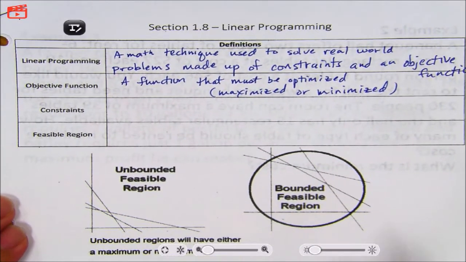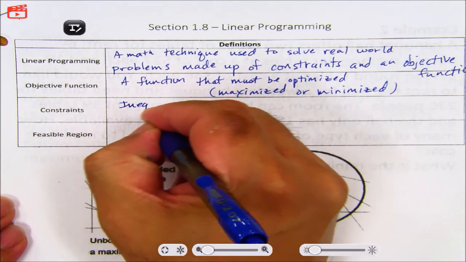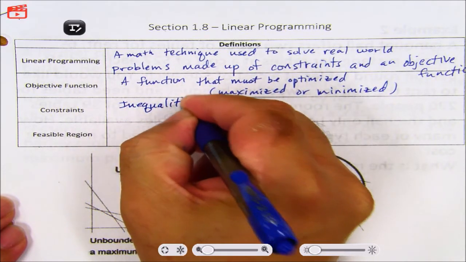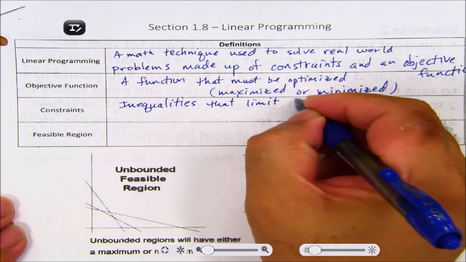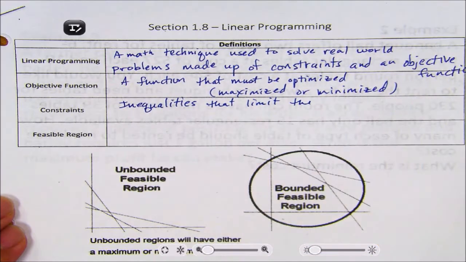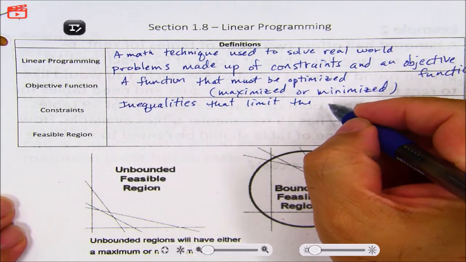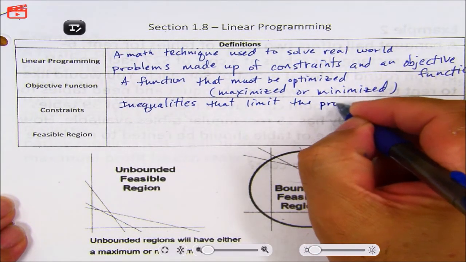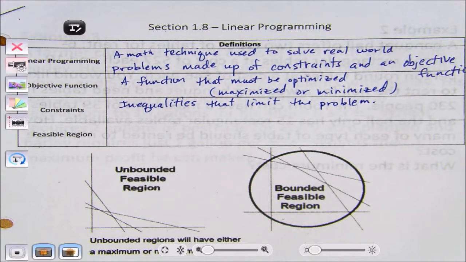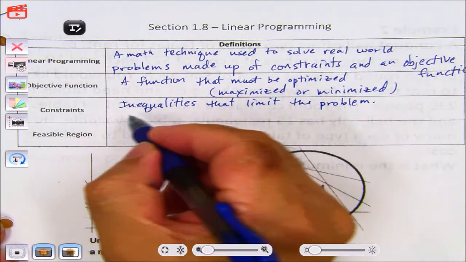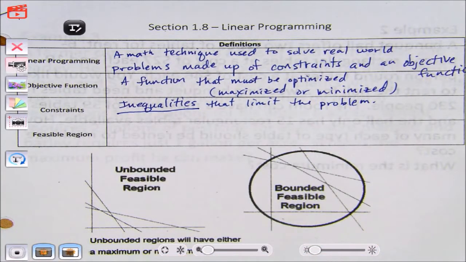Okay, constraints. Constraints are inequalities that limit the problem. Maximize or minimize. If you don't catch anything from the constraints, just catch that it's an inequality, okay? Basically, it's the inequalities in the problem.